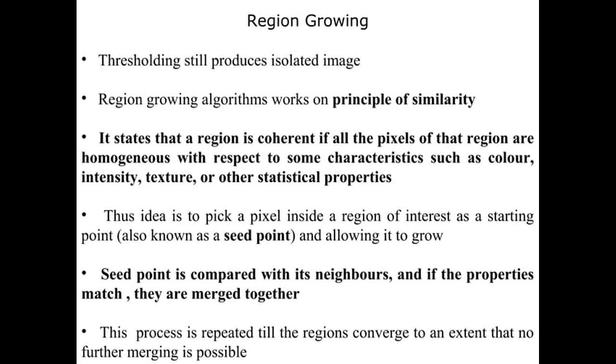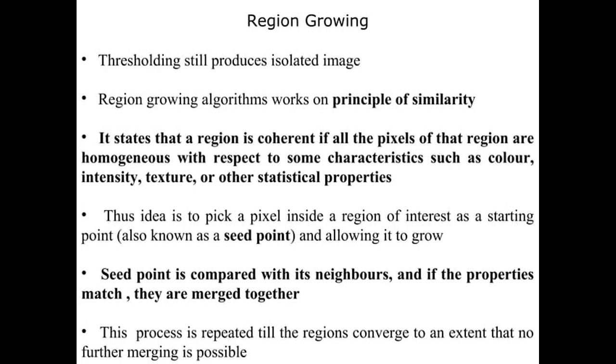Thresholding still produces isolated pixels. Region growing algorithms work on the principle of similarity. Next point, it states that a region is coherent if all the pixels of that region are homogeneous with respect to some characteristics such as color, intensity, texture or other statistical properties. So coherent means similar. When two pixels are coherent, we fix some similarity measures and we find out.